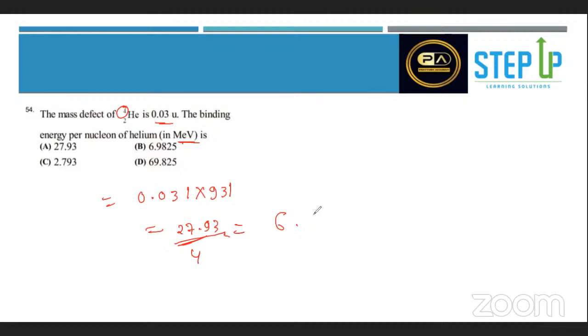A nucleon is basically a proton and a neutron, the sum of neutrons and protons. So I get it as 6.9 something. The formula for binding energy is the mass defect times 931, I multiply to convert into mega electron volt.